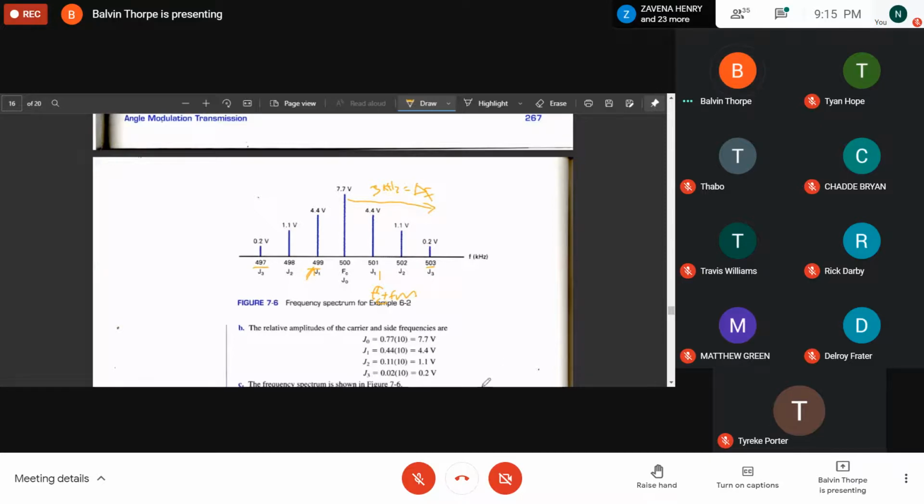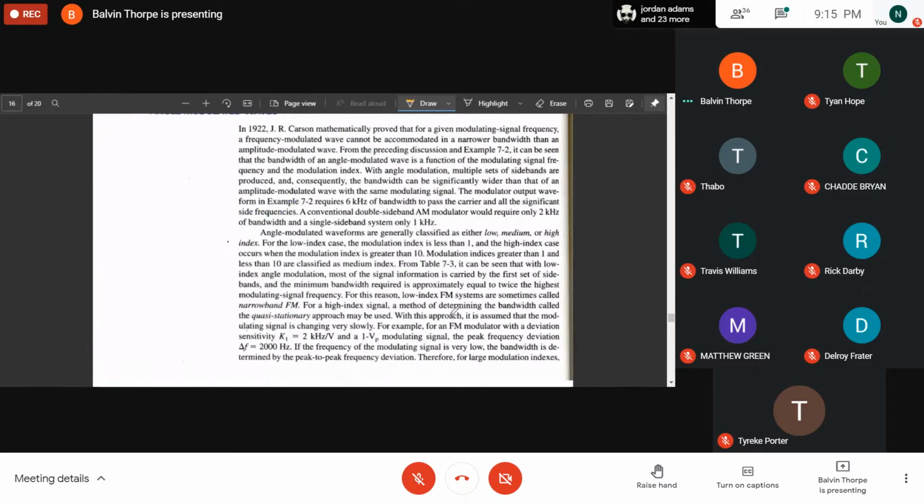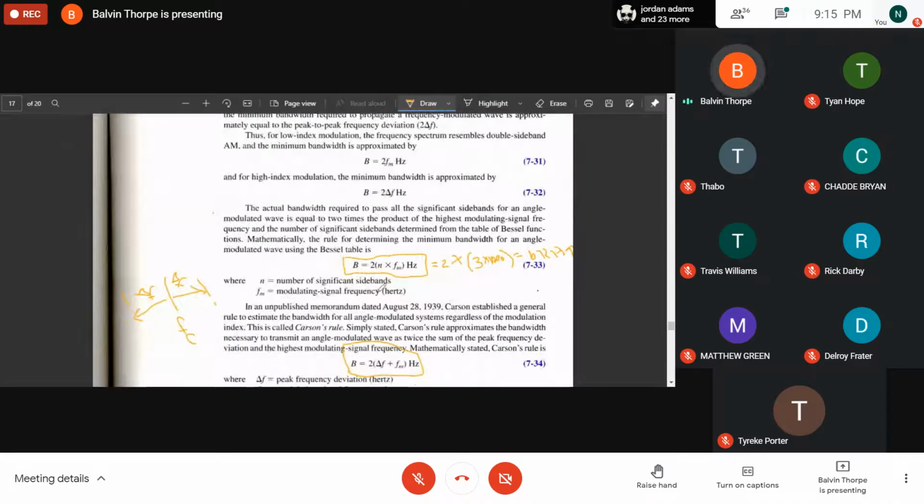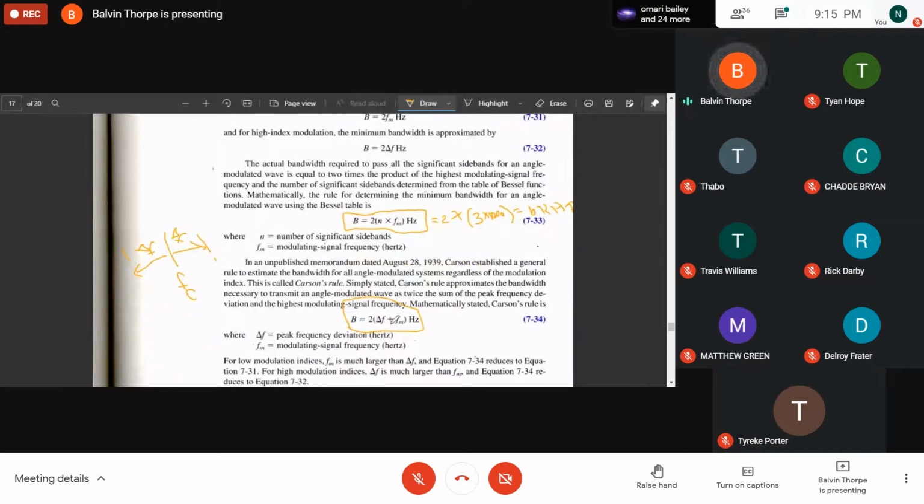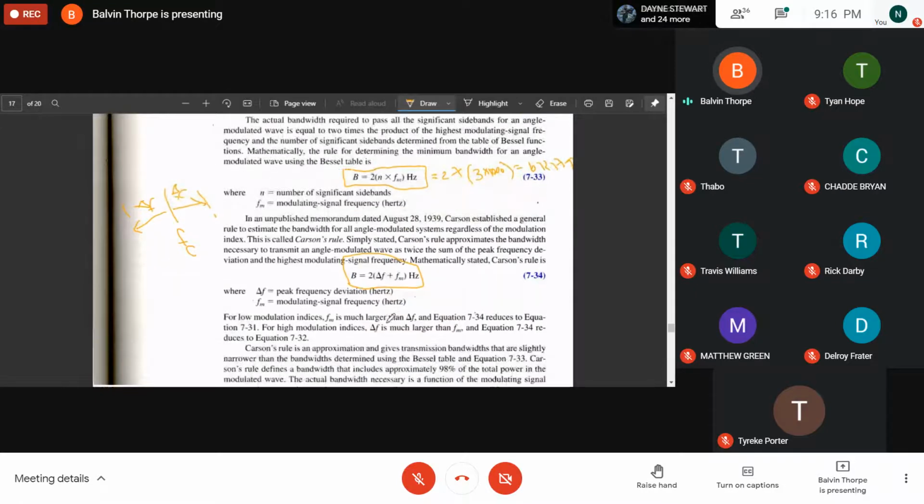Okay? And that's what Mr. Carson is saying. He says that it's a peak deviation plus the modulating signal frequency. So it would be, we just found this, plus we know what fm is, what? 1,000, right? So 1,000 plus 3,000. 4,000. Times 2 would be 8,000. 8K. That's how he does the calculation.